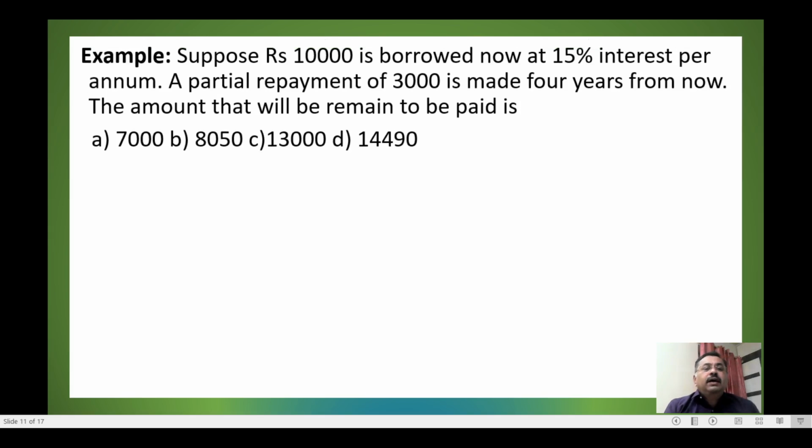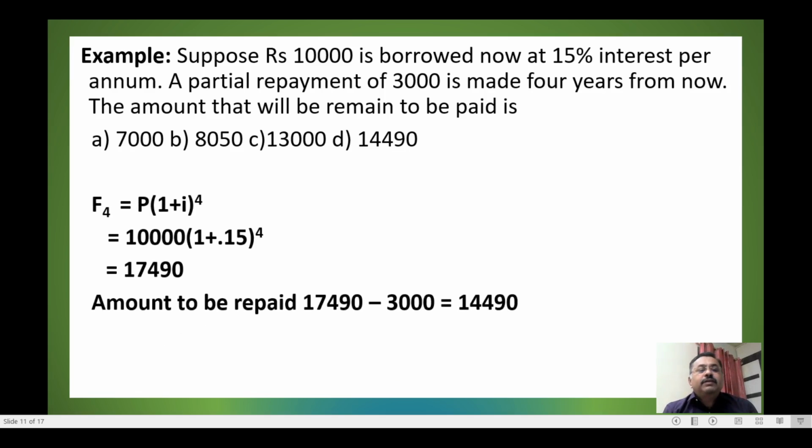Let us go to the next example. The example says that suppose 10,000 rupees is borrowed now at 15% interest per annum. A partial repayment of 3,000 rupees is made 4 years from now. What amount will remain to be paid today? The 4 options given are 7,000 rupees, 8,050 rupees, 13,000 rupees, or 14,490 rupees.